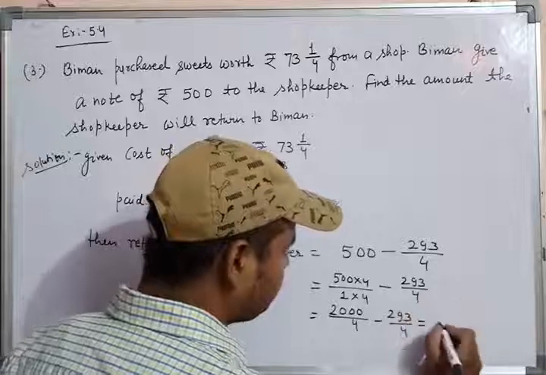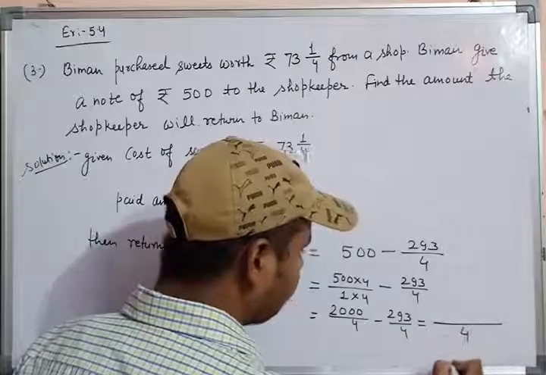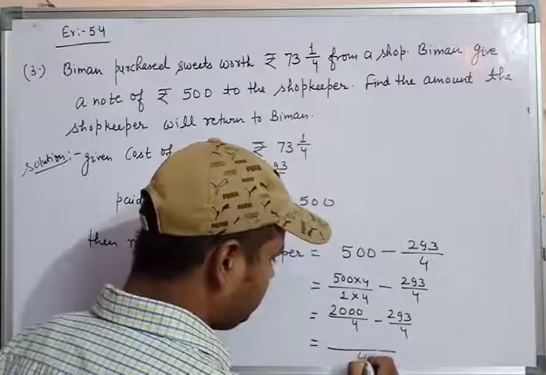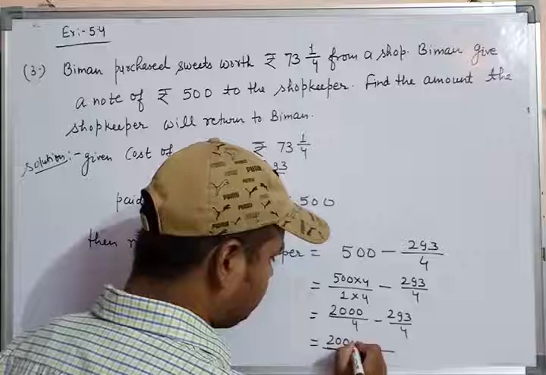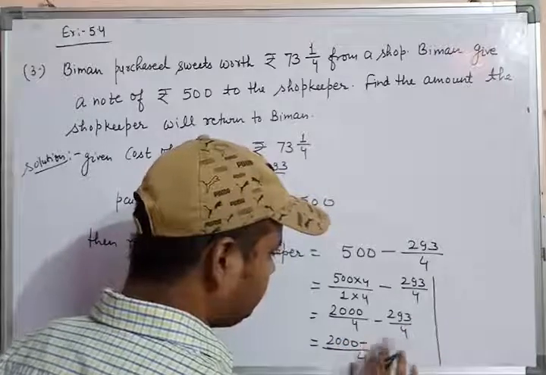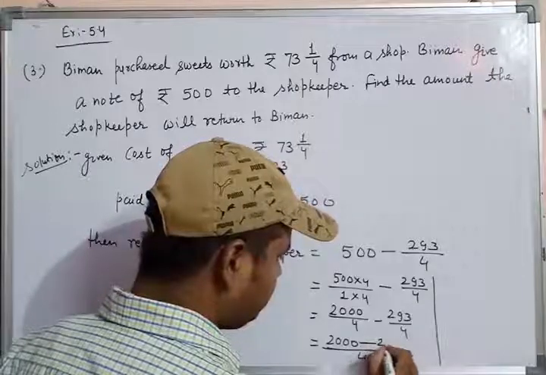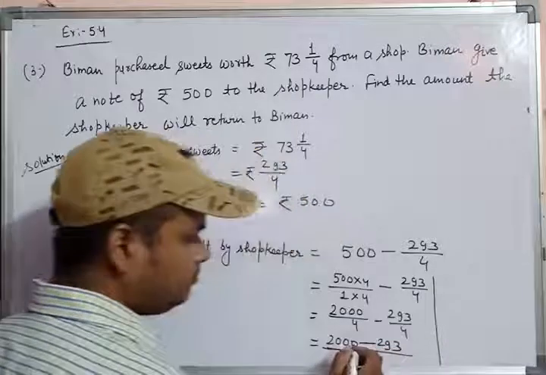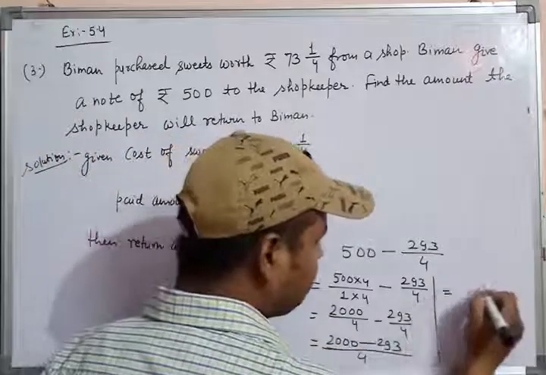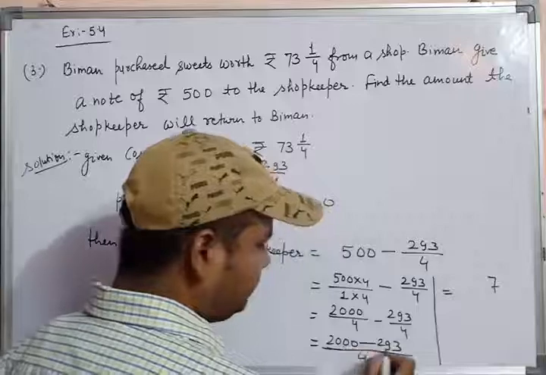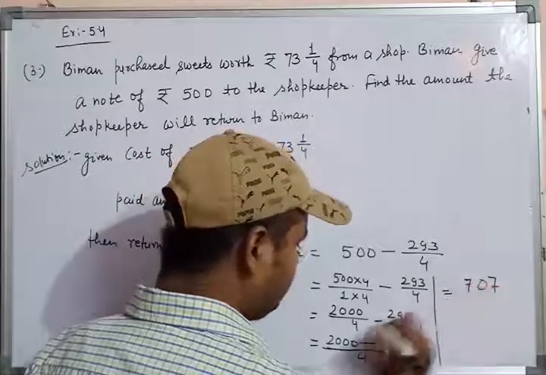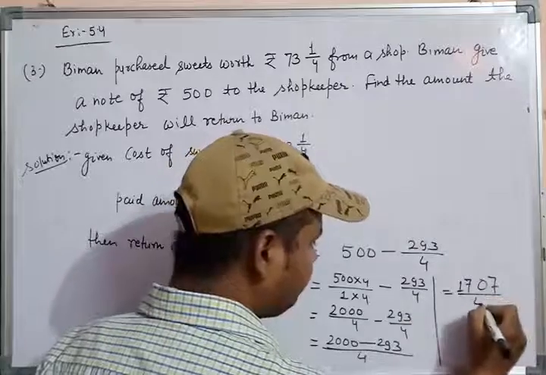So this is the example of like fractions. So we can write 2000 minus 293. Subtract 293 from 2000: we get 10 minus 3 is equal to 7, and here 9 minus 9 is equal to 0, and here 9 minus 2 is equal to 7, and here 1 upon 4.